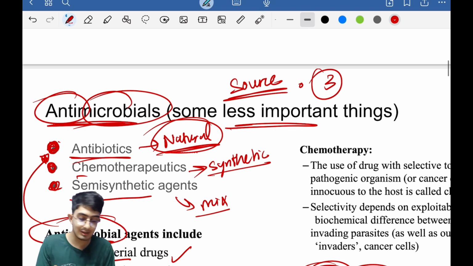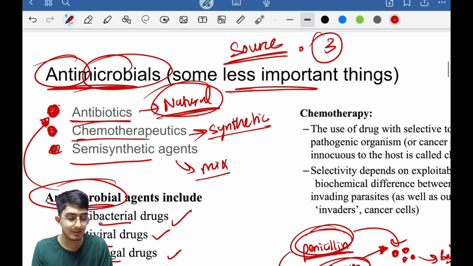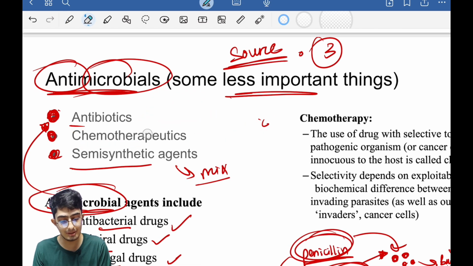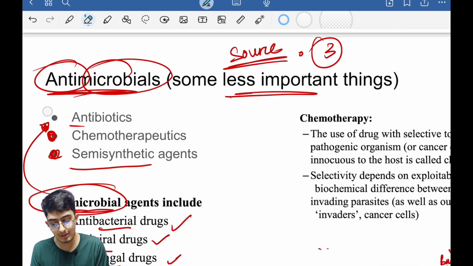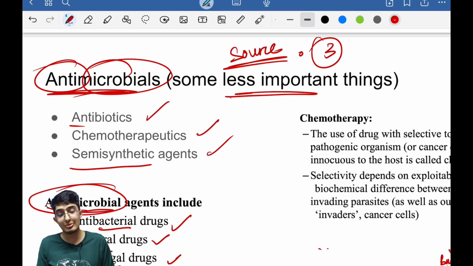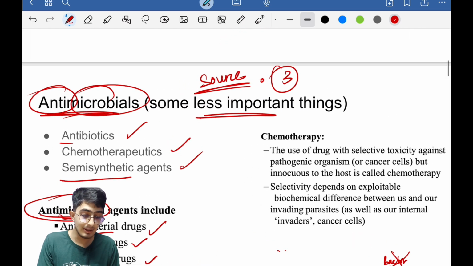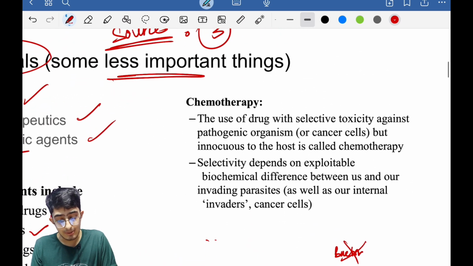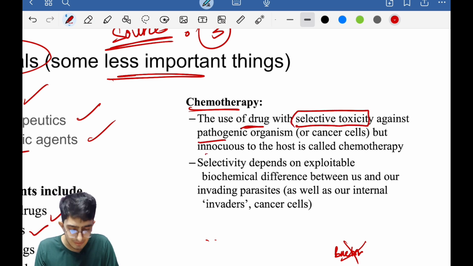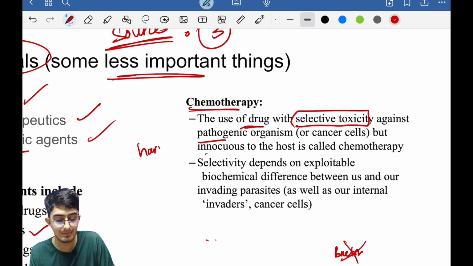Similarly, if there is another drug that is antimicrobial, that is from a synthetic source, that is chemotherapeutic. That is all that you need to know from this, right? So natural, penicillin; synthetic, chemotherapeutic; that's it. It's pretty confusing, people get confused, so I thought it would be important to say this. Now, what is chemotherapy, right? Chemotherapy is the use of drugs with selective toxicity against pathogenic organisms, but innocuous, that is harmless, to the host. This is known as chemotherapy, right?